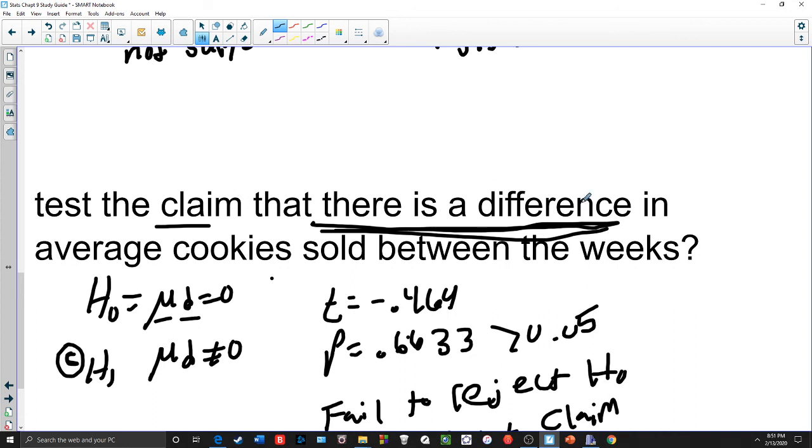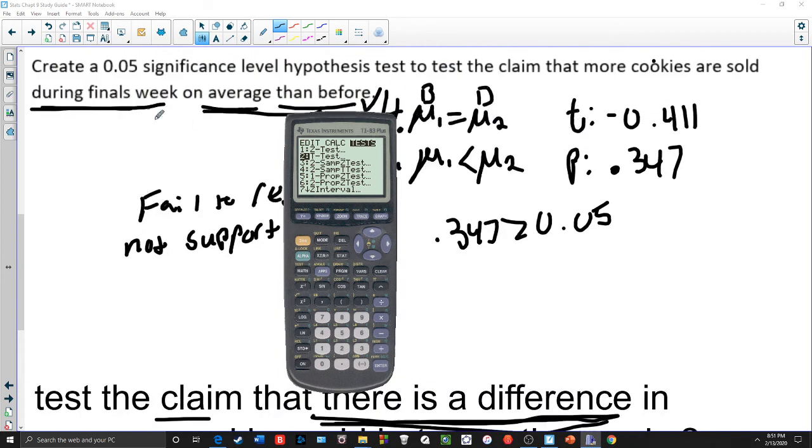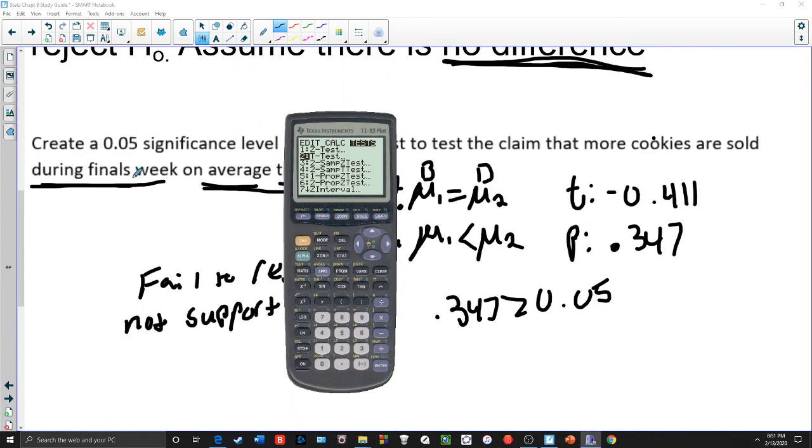So again, if you hear that word difference, you're going to use that single t-test, which is option 2. Whereas if you have two averages, before and after, or during and before, that sort of thing, then you're going to use the two-sample t-test.